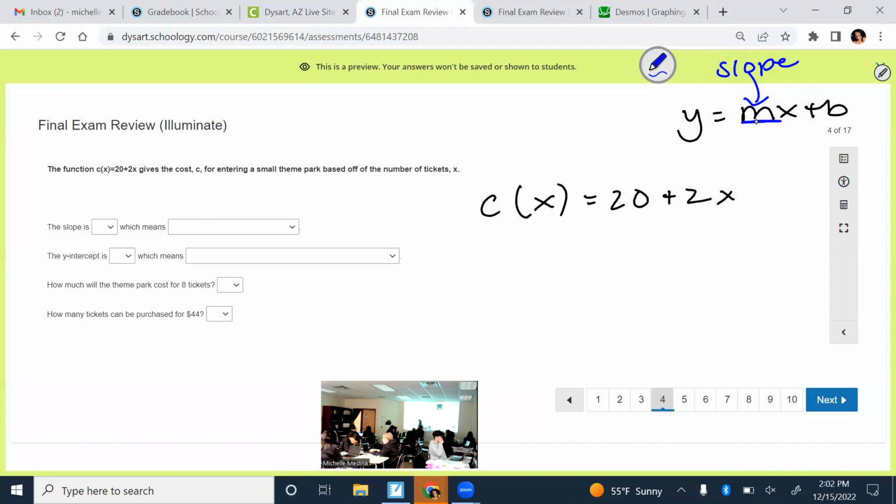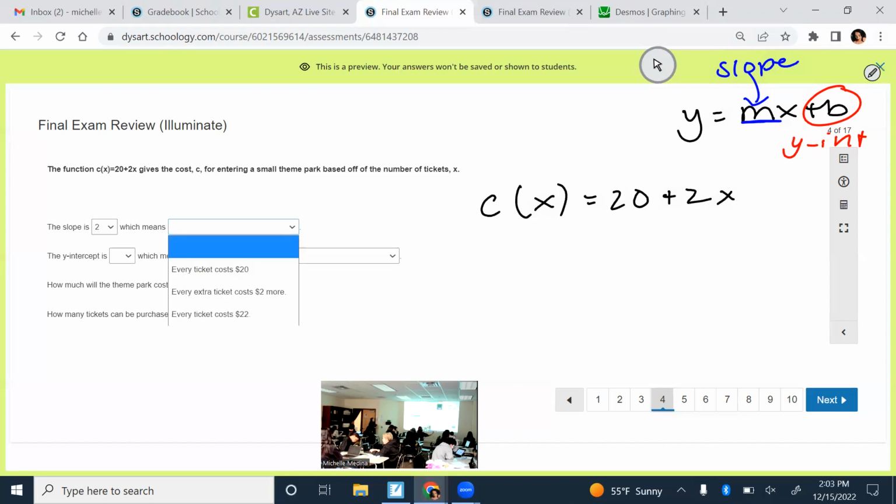The y-intercept. So the y-intercept, which is usually shown by b, is always a single number if you're looking at something that's a linear function. So the slope we said is 2 out of the x. But in this situation, it means what? That every ticket costs $20, every extra ticket costs $2 more, or every ticket costs $22.